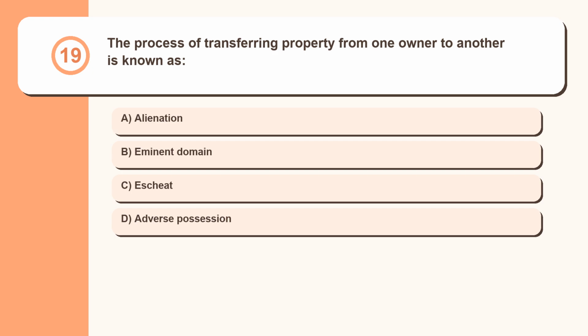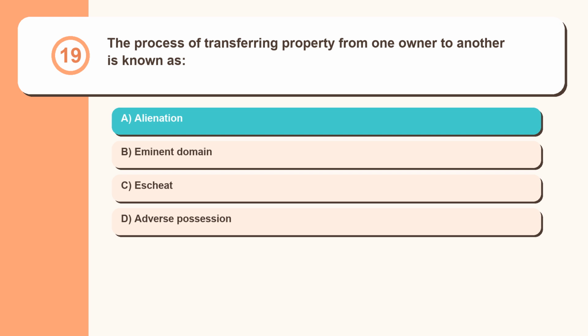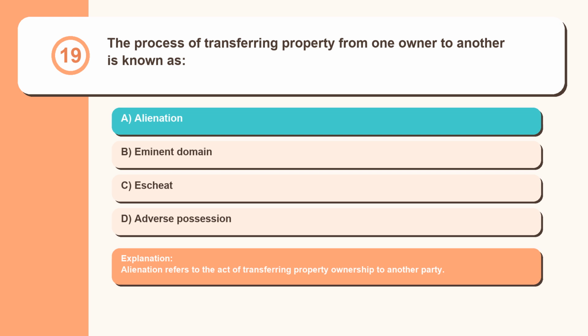Question 19. The process of transferring property from one owner to another is known as: alienation, eminent domain, escheat, adverse possession? Alienation refers to the act of transferring property ownership to another party.